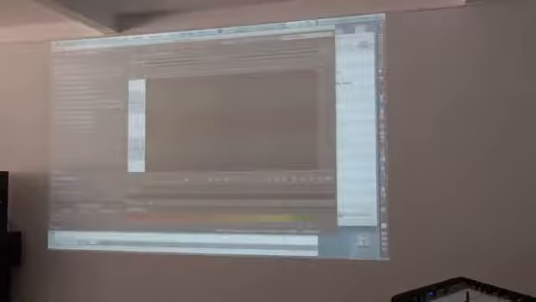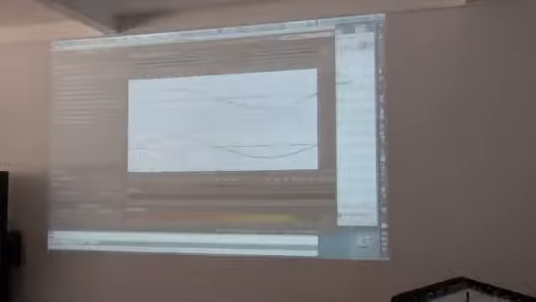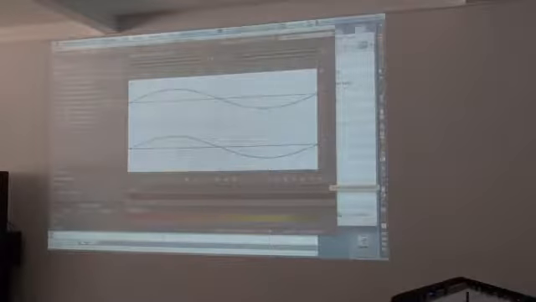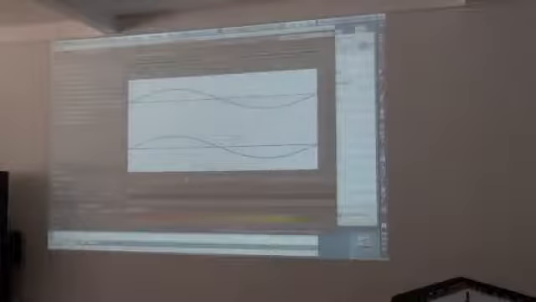And if I do 0.1, we will see 10 oscillations. And if we do 0.01, it's 1 oscillation. So this is a sine wave. It's called sine wave because the arithmetical function is sine.